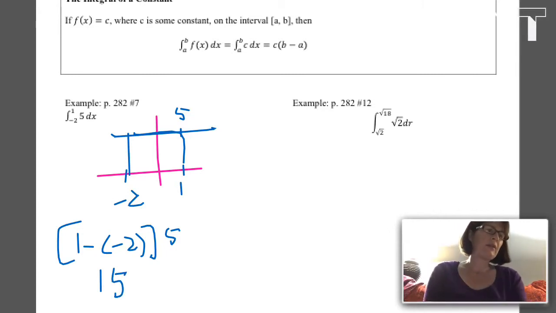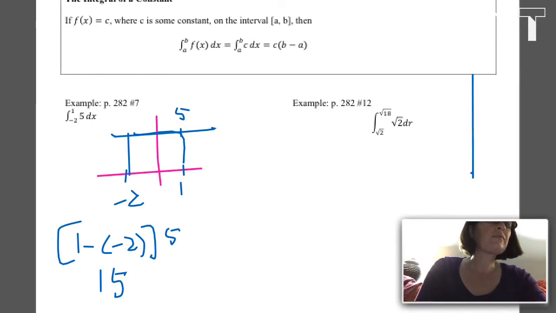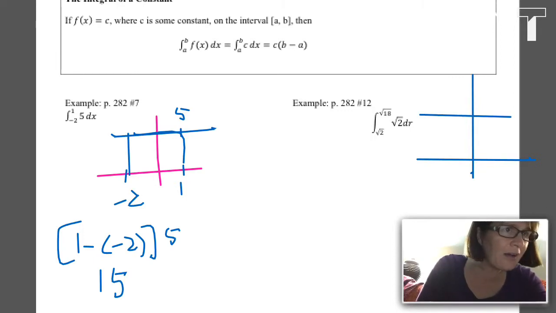Here, no different, even though there's a square root here, I still have radical 2 as my function. It's just a constant, even though it's a stranger constant. Here's y equals radical 2. I want to find the area under this curve from radical 2 to radical 18.